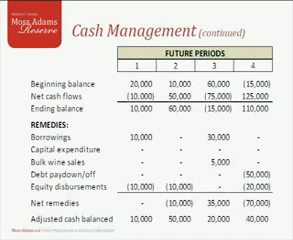So in our example here, we can see in period 3, our ending balance, we identified a deficiency. So for that particular period, the remedies are additional borrowings and, as an example, just a bulk wine sale, which ultimately adjusts our cash balance back to a positive.